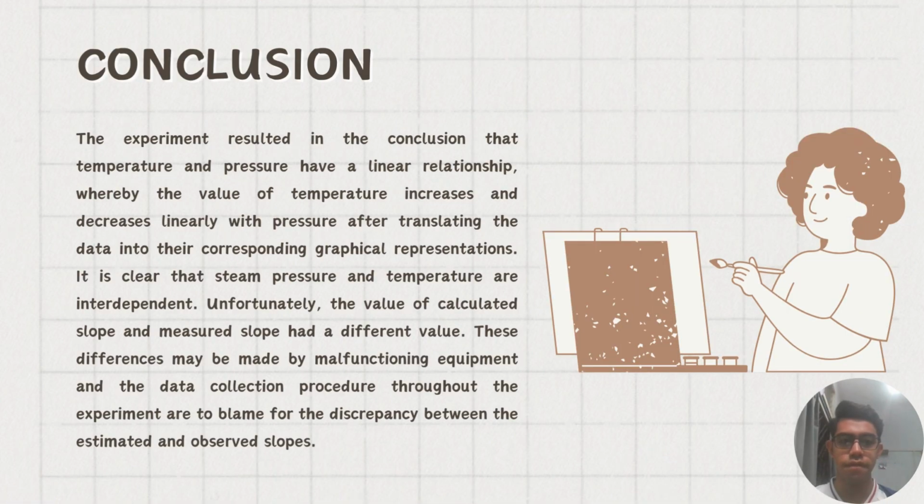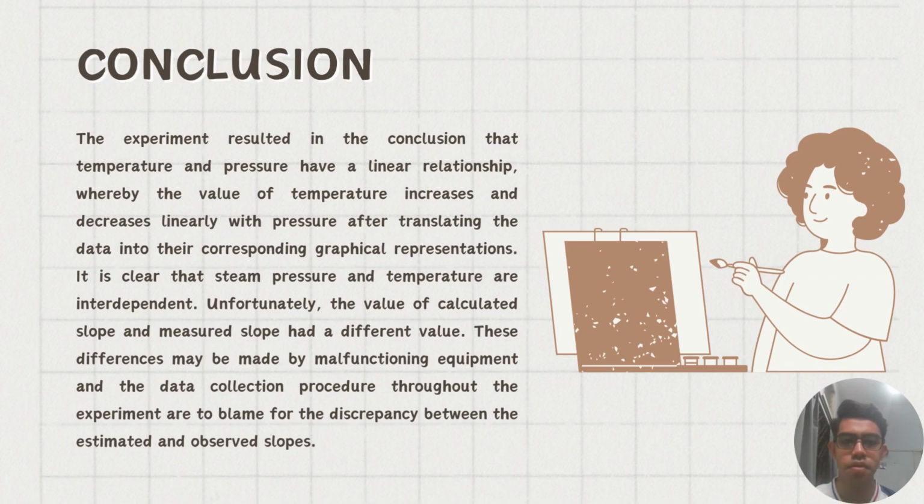Next, we have reached the last part of this lab report, which is the conclusion. The experiment results in the conclusion that the temperature and pressure have a linear relationship, whereby the value of temperature increases and decreases linearly with pressure after translating the data into their corresponding graphical representation. It is clear that steam pressure and temperature are dependent.